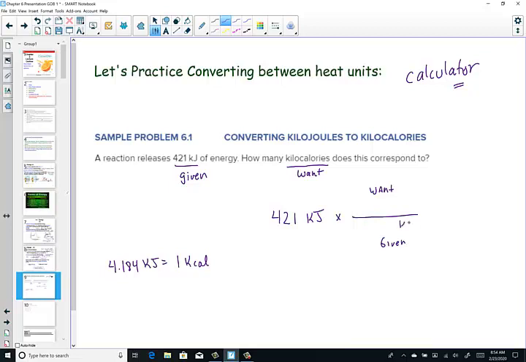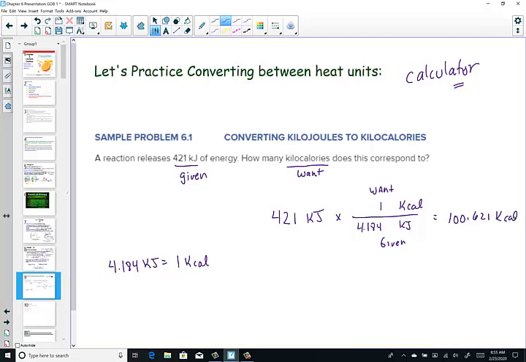We were given a kilojoule. I want to make sure it cancels, so it must go on the bottom. And I want to end with a kilocalorie, so it needs to go on the top. So we end with it. Our conversion says 1 kilocalorie is equivalent to 4.184 kilojoules. So this looks like a divide by problem. Let me pull my calculator out. Let's hit this together. I have 421 divided by 4.184, and my screen reads 100.621 and it goes on and on and on.